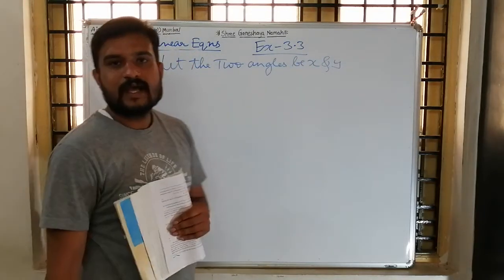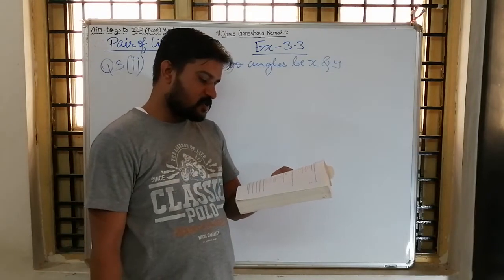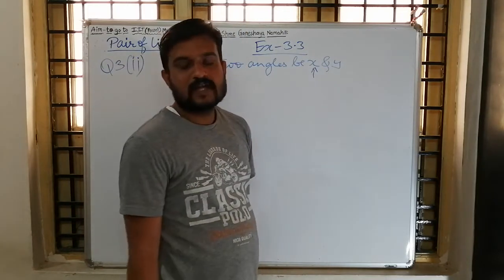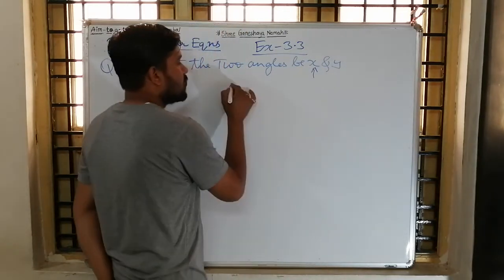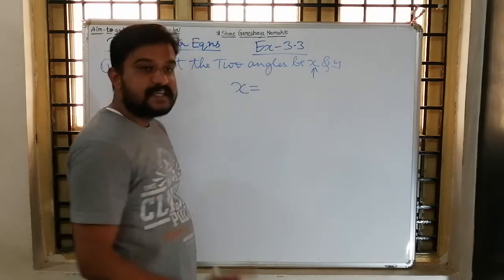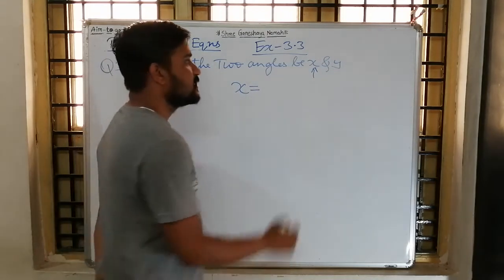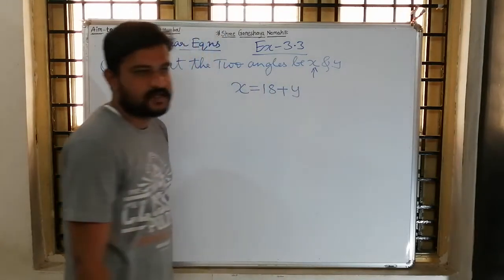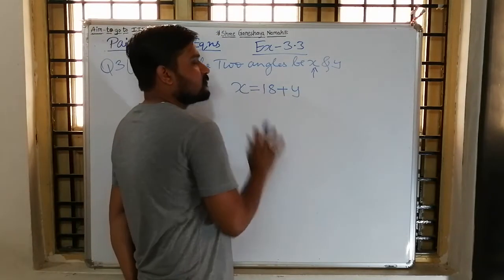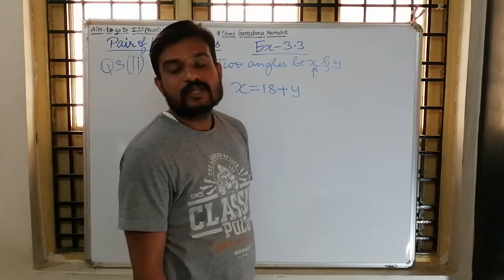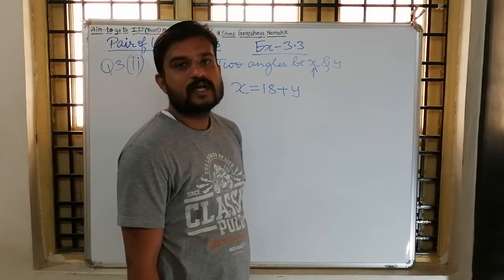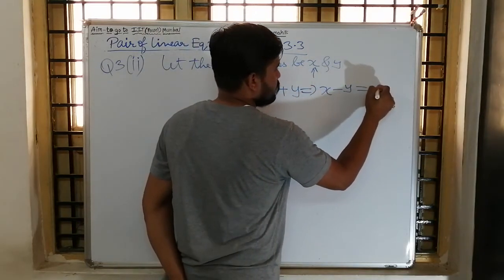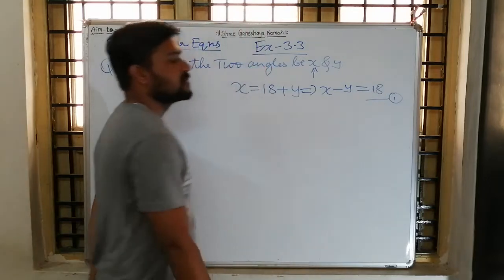Let the two angles be x and y. Now what is said? The larger of two supplementary angles. Suppose I assume that x is larger angle and y is smaller angle. So the larger of two angles exceeds the other angle by 18 degree. Okay? Yani 18 degree zyada hai dusre angle se. One angle is 18 degree more than the other angle. Exceeds ka meaning kya hota hai? Zyada. Okay. So from this word I can write x minus y is equal to 18. This is your first equation.